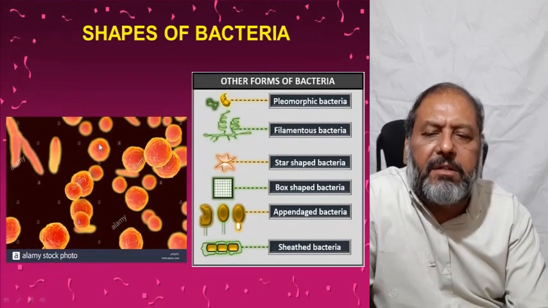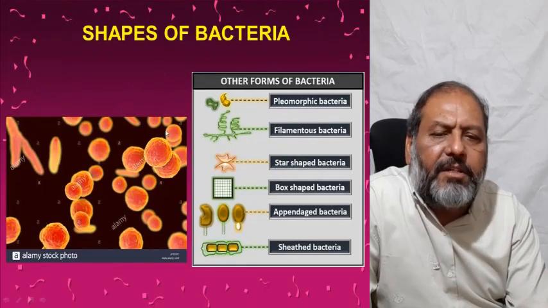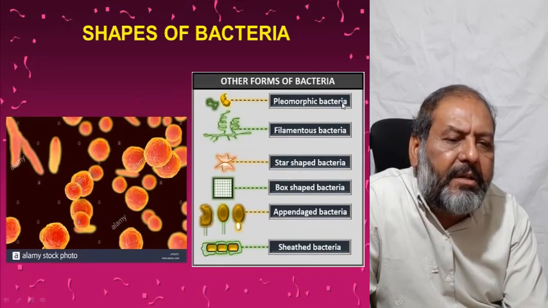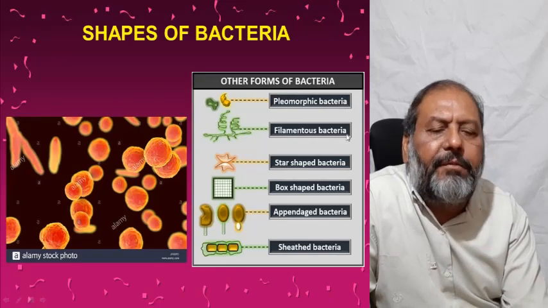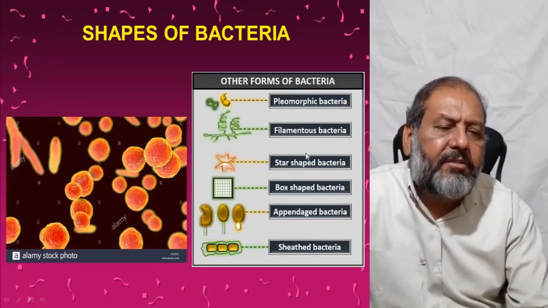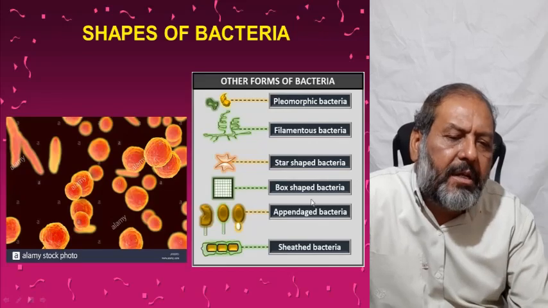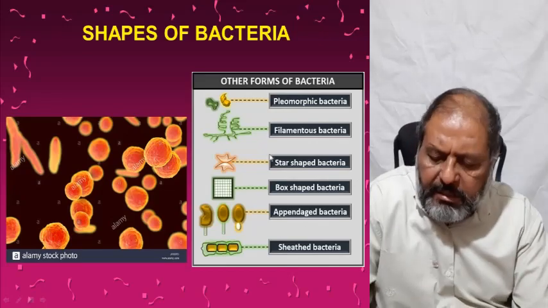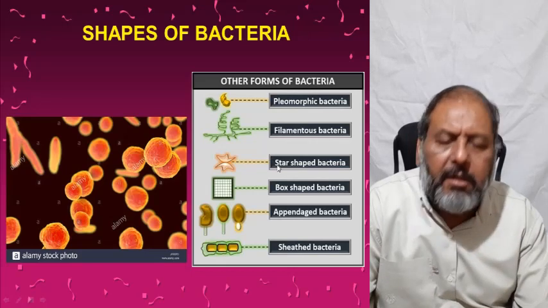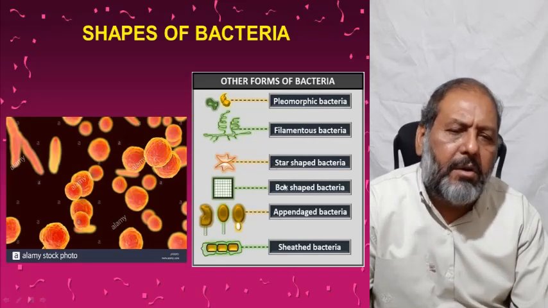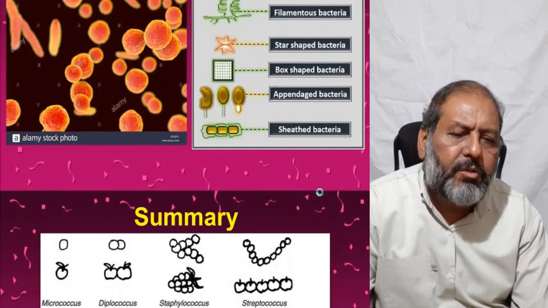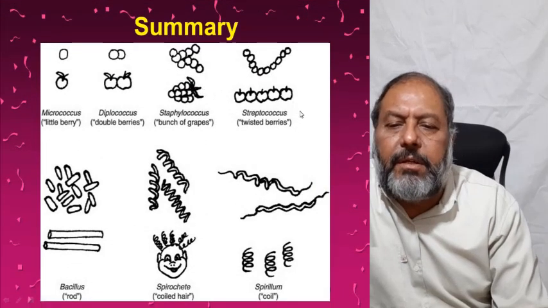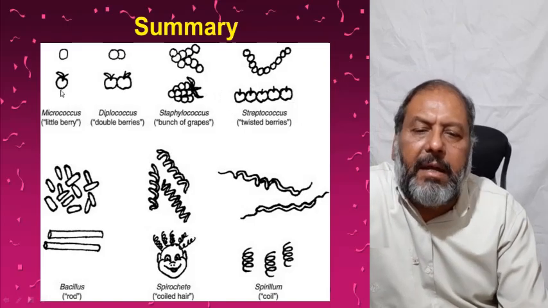Then the shapes of the bacteria, this is just a summary of what I have told you already. These are the pleomorphic, different shapes, filaments like the actinomyces, star-shaped bacteria, box-shaped bacteria, appendaged bacteria, and sheathed bacteria. These are the different bacteria which get their shape according to the environment or where they are being grown.